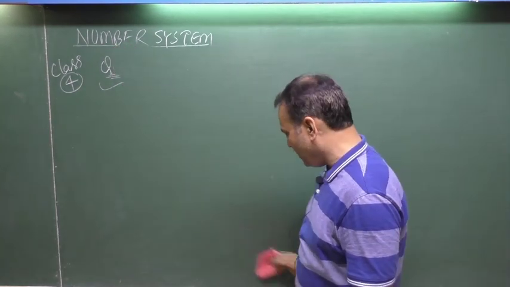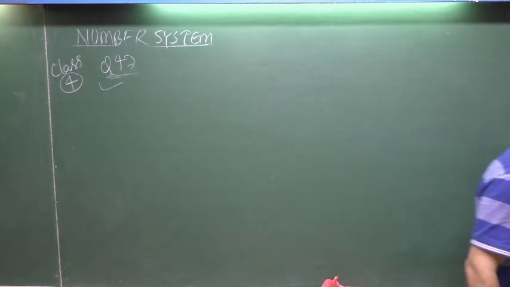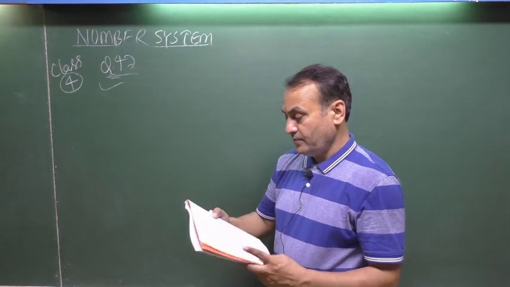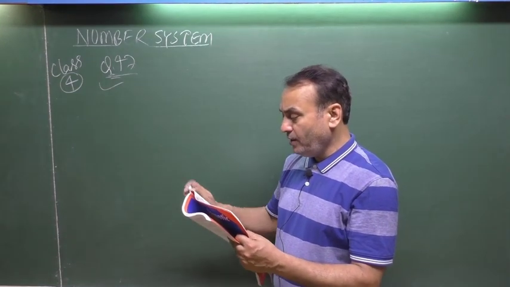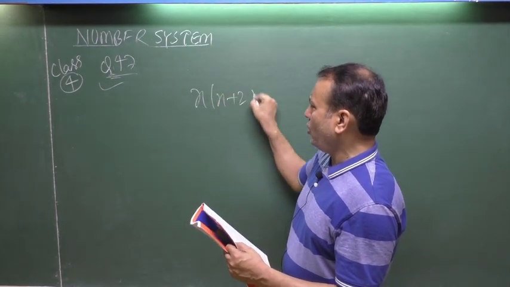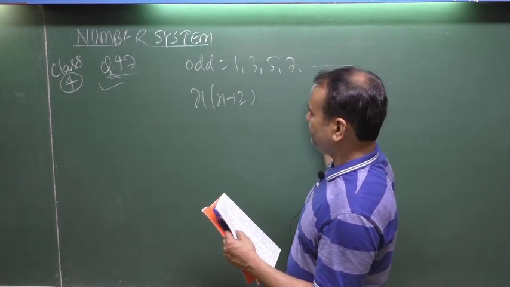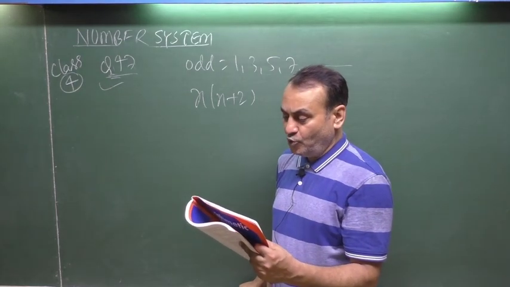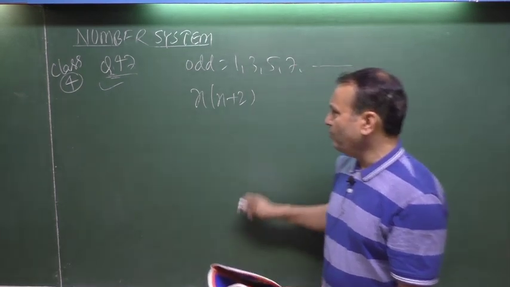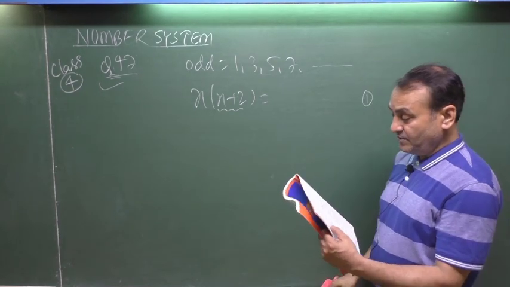Now, question number 47. See here, what does it say? The product of two consecutive odd numbers is 2703. Two consecutive odd numbers. See here, odd numbers are 1, 3, 5, 7, and so on. The question says the product of two consecutive odd numbers is this much. What is the bigger number? This time the bigger number has been asked.